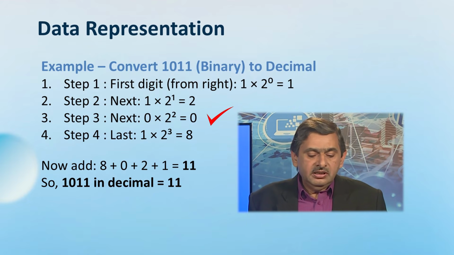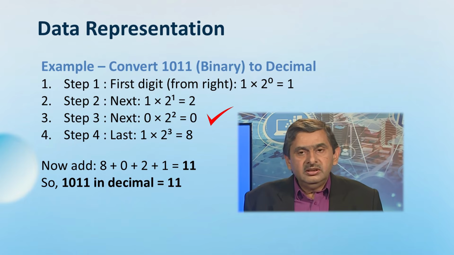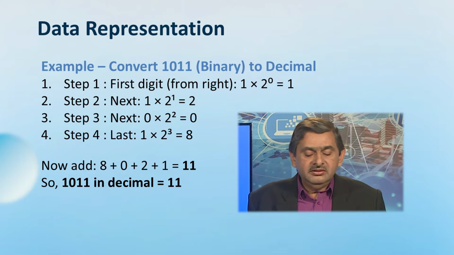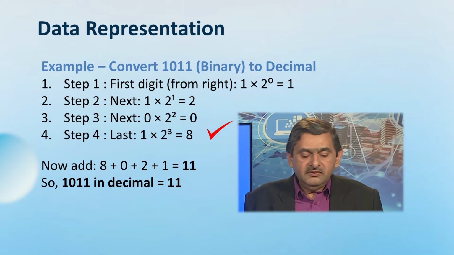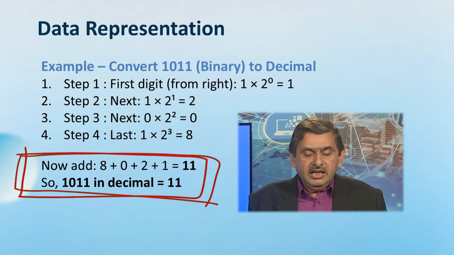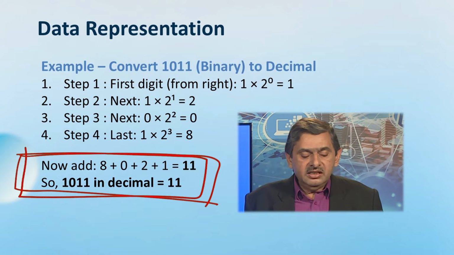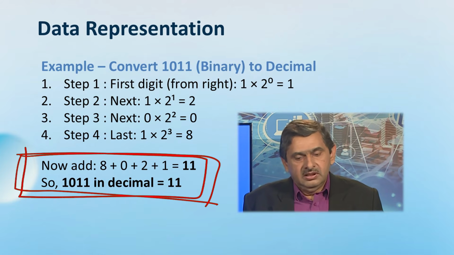In the third step, again we have the digit 0. Now, the 2 power has become 2. We will multiply both, and we will get the result which is 0. In the fourth and the last step, we have the digit 1, and we will multiply this digit with 2 raised power 3 and we will get the result 8. Now, we will add up all these values, that is, we will add 8 plus 0 plus 2 plus 1 and we will get 11. So, 1011, which is in binary form, its decimal equivalent is 11.